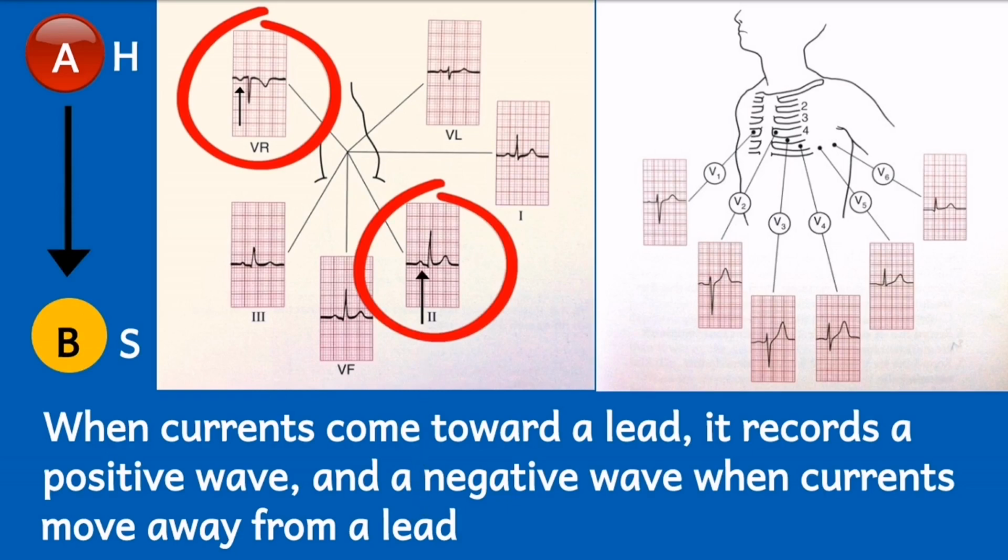Why? Because when the SA node fires and the current gets to the atria to depolarize it, the currents move away to the ventricle. So to lead AVR, it is moving away. That is why the P wave is negative. And then to lead 2, the current is coming towards it. That is why it records positive. And then this is the same for the QRS complex. You see that the QRS complex is negative in lead AVR, but positive in lead 2. It is the same principle. And so please understand these basic principles, as they will help explain the shapes of the QRS complexes later in our subsequent videos.